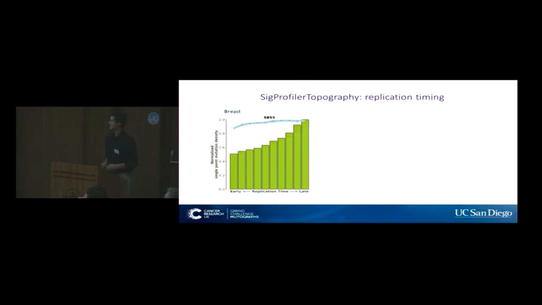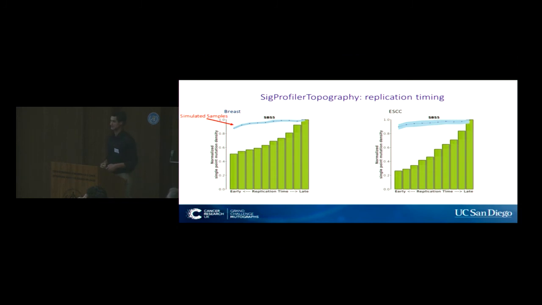And the final analysis that this tool provides is replication timing. So whether these mutations are occurring in early or late replicating regions. So here again, we've taken the breast cancer data set and all the mutations attributed to signature 5, and you can see that there are more mutations occurring in late versus early replicating regions. And when you compare this with the simulated data, we'd expect more of a uniform distribution. Now, if we compare this with the ESCC samples, we see a similar behavior.